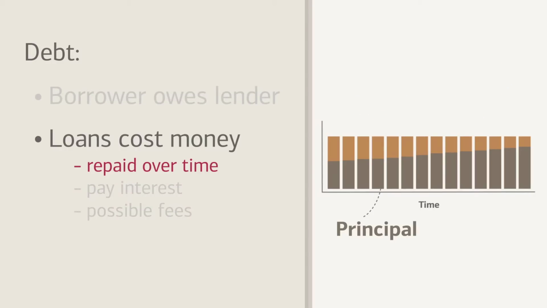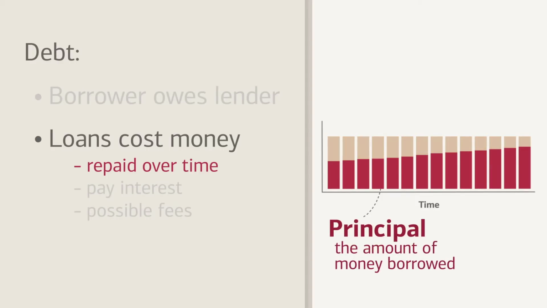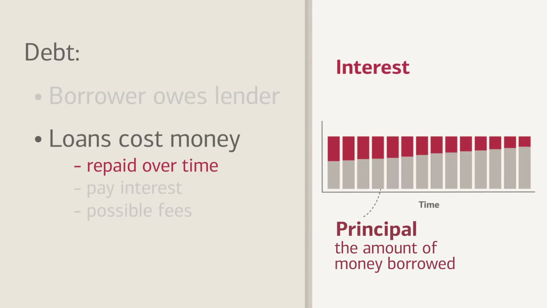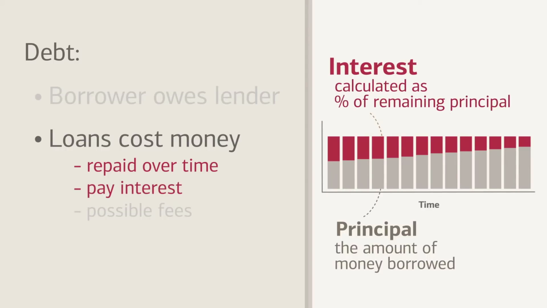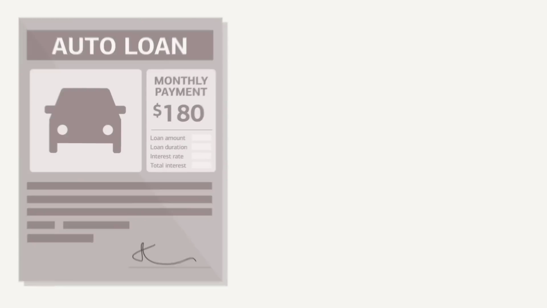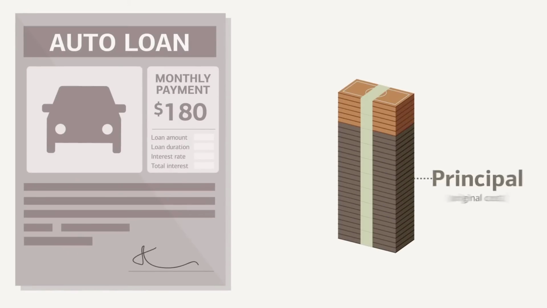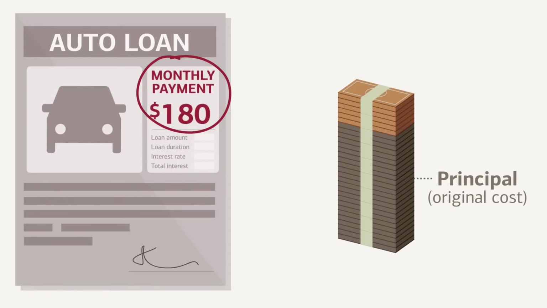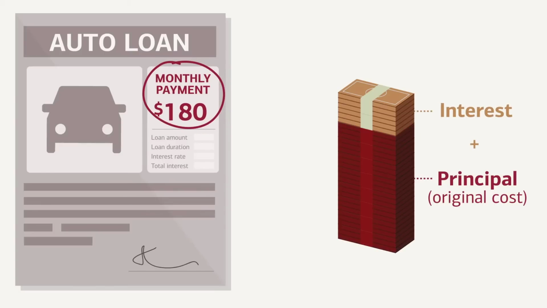Each month, her loan payment will go toward paying down the principal. That's the original amount of money she borrowed, and the interest she's charged. Interest is usually calculated as a percentage of the remaining principal. So over time, as she pays off more of the principal, she'll pay less in interest. So you can explain that if she were to take out a loan for a car, even if her monthly loan payments were affordable, she would end up paying more than the original cost of the car over time, because she'd also be paying interest.